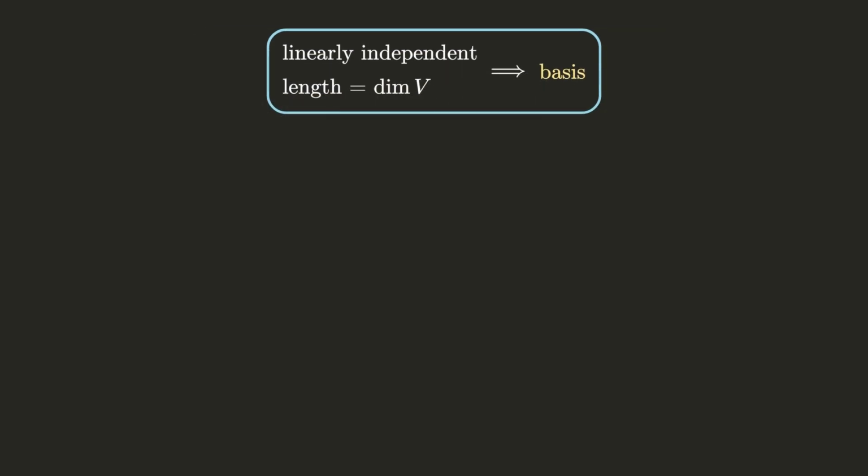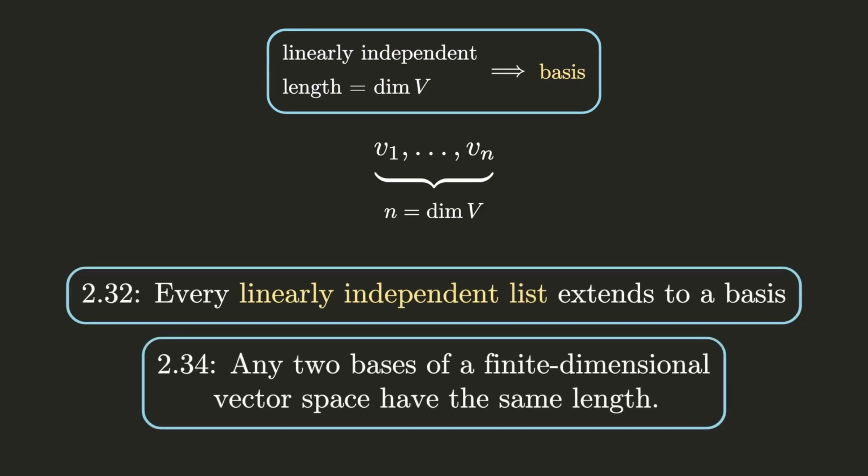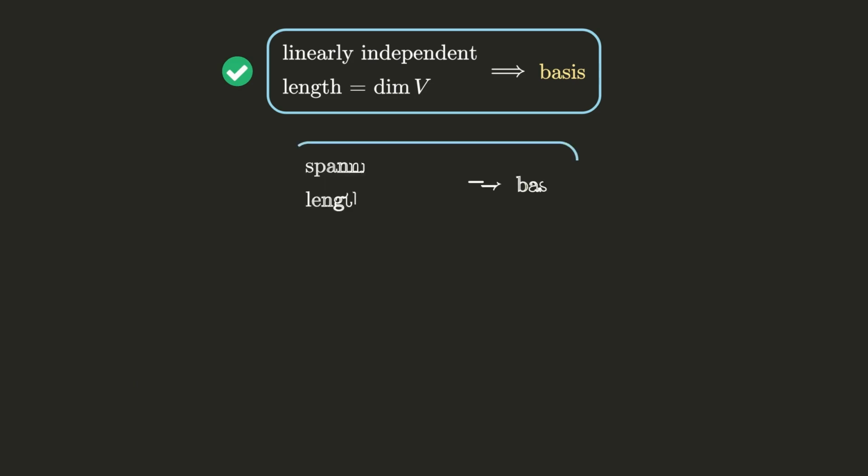The proof is straightforward. If we have a linearly independent list of vectors whose length is dim V, by 2.32 we can extend this list to a basis. However, 2.34 says that any two bases have the same length. This implies this list is made a basis by adding 0 vectors, so it's already a basis. By the same logic, we can also prove that if we have a spanning list that is short enough to match the dimension of the space, then it's automatically a basis. We won't go over the proof here, but you can give it a try. You can find the proof in the text as well.